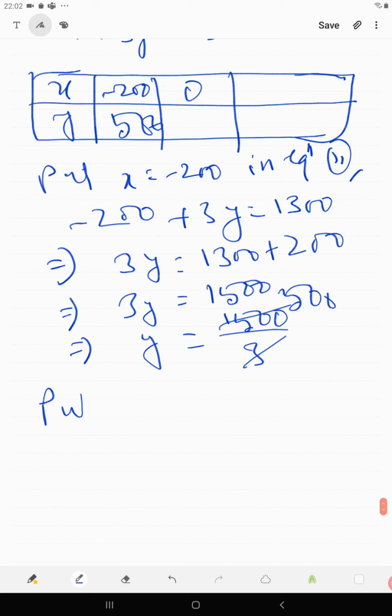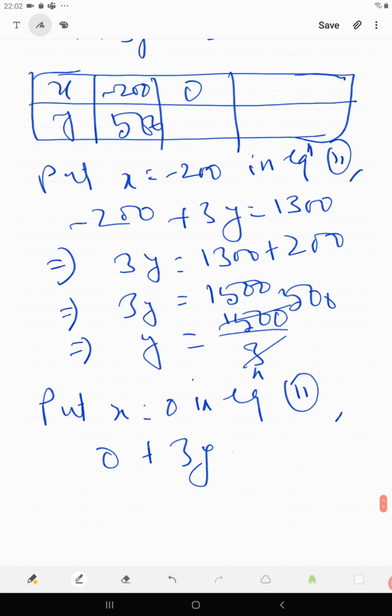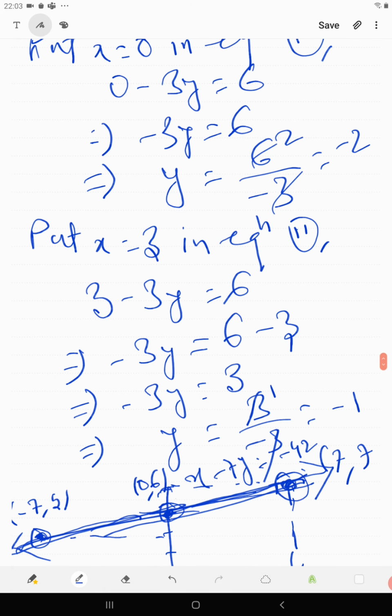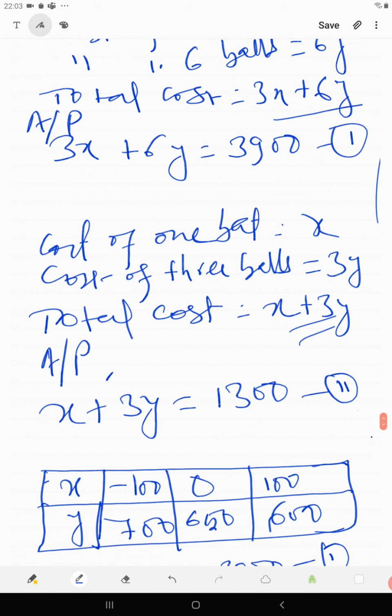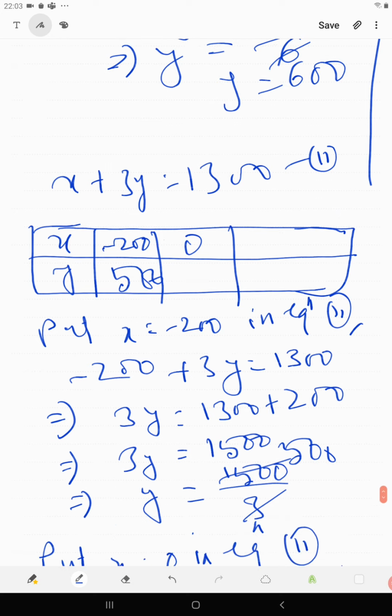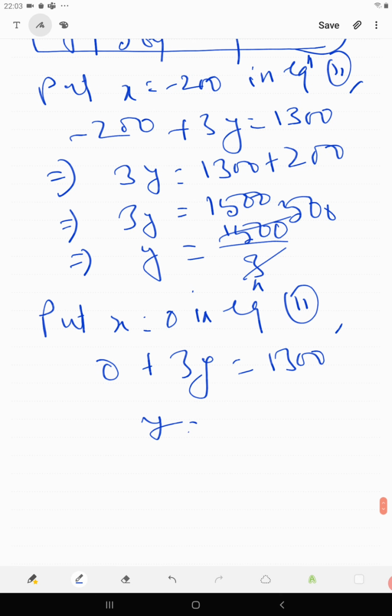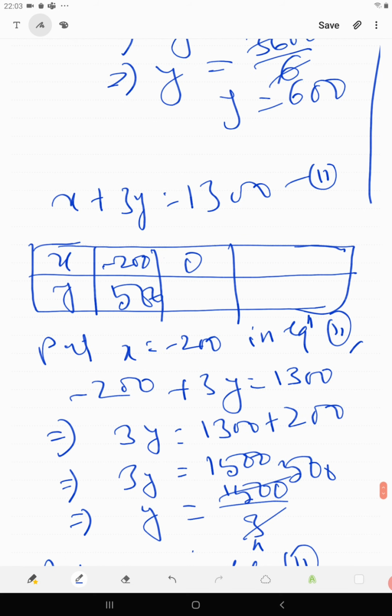Now take x as 0. So put x equals 0 in equation 2. So what will we get? 0 plus 3y equals 1300. So we are getting y equals 1300 by 3.